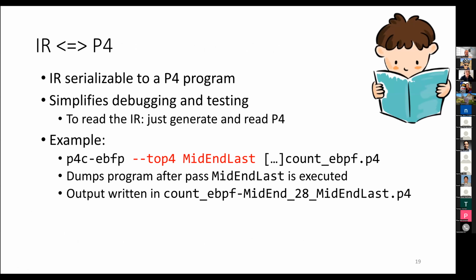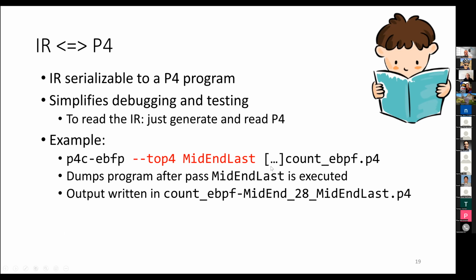Now, one thing about the intermediate representation is that we can serialize it in multiple forms. So the IR is really a binary object in memory, but you can serialize it both as a P4 program or as a JSON representation. So we maintain this invariant that all the way through the front end and the mid end, you can convert the IR back to a P4 program. So for example, in this command line, I say after the pass called MidEndLast, I would like to see the P4 program.